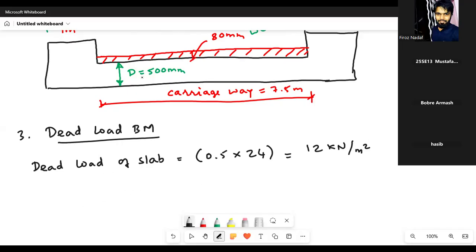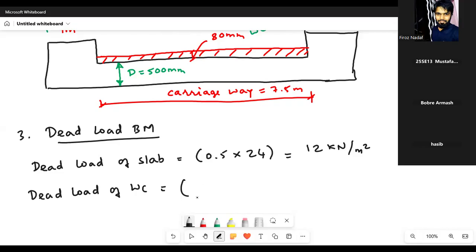Then we have considered the dead load of the slab, the concrete area. Above the concrete area, we have the wearing coat. We also have to consider the dead load of the wearing coat. The depth of the wearing coat is 80 mm.